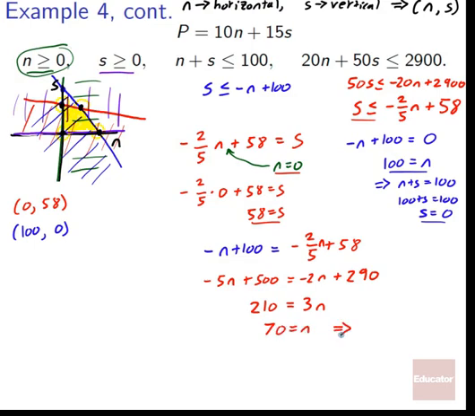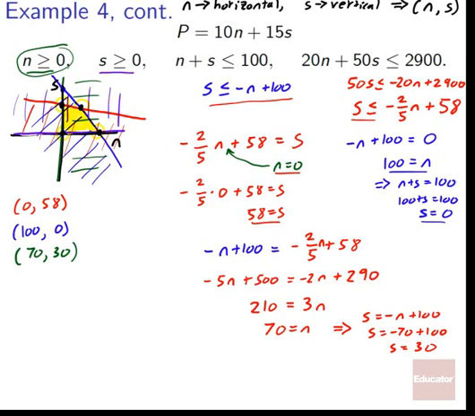We use that to figure out how many Superfines that would bring us. So by our lot equation of S is less than or equal to negative N plus 100, we want to be on the line, so S equals negative N plus 100. So S equals negative 70 plus 100, or S equals 30. So the three possibilities are 0, 58, 100, 0, and 70, 30.